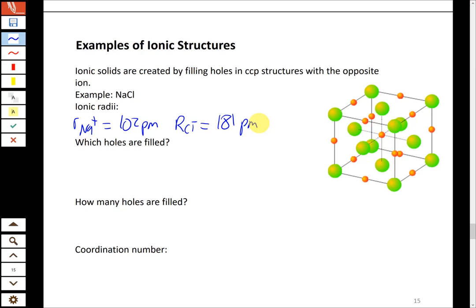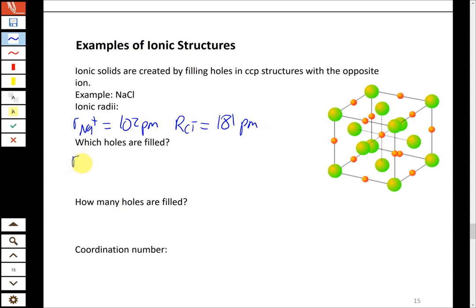102 picometers? What is that? That's the radius of the sodium ion. And the radius of the chloride ion is 181. So which structure they're going to form when they form sodium chloride, again, depends on the relative sizes of the anions and cations. That's why we have to know those values. If we look at the radius of those, again, the chloride is larger, so that's going to occupy the main lattice positions, and the sodium will fit into some of the holes in the structure.